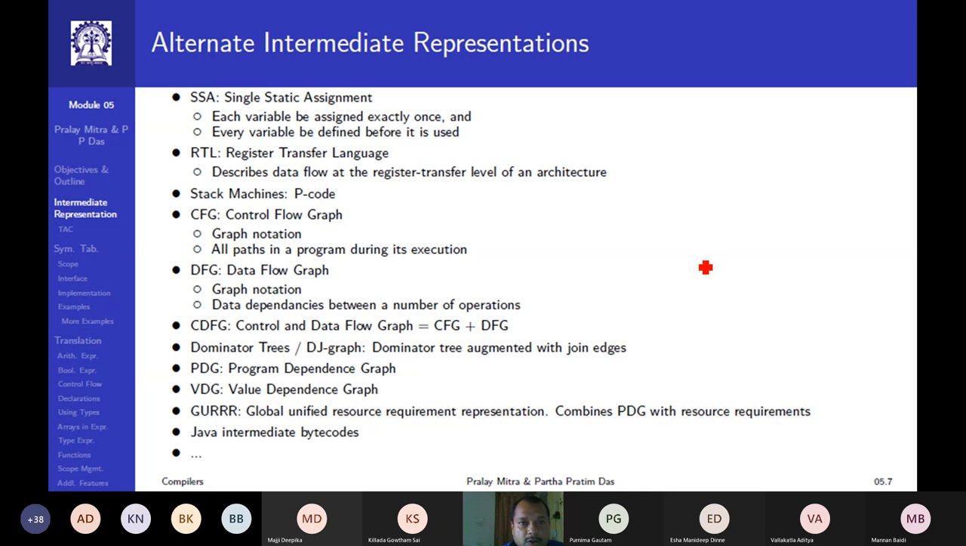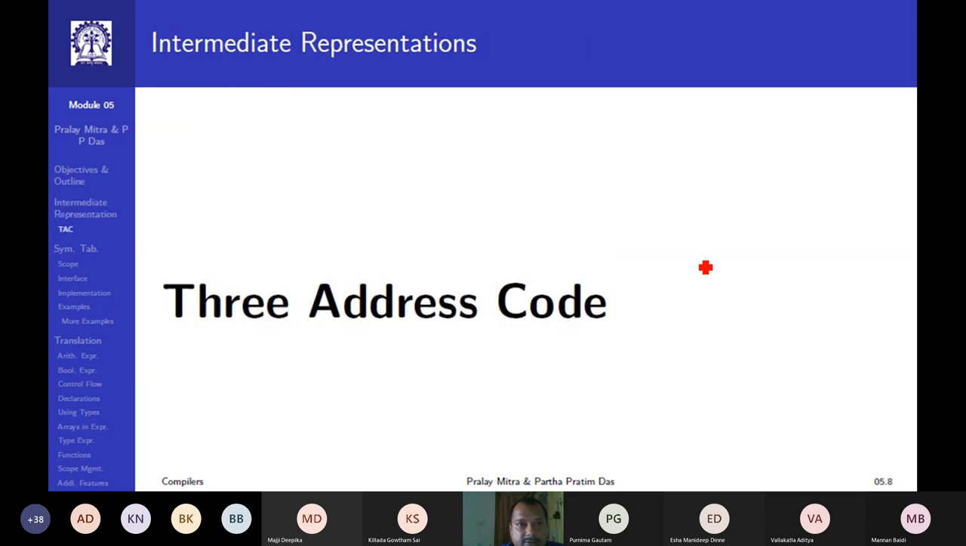Here is an example of some alternate intermediate representations. This slide will be available. I'm not reading this one; you can have a look just for your knowledge. Let us move on to three address code.